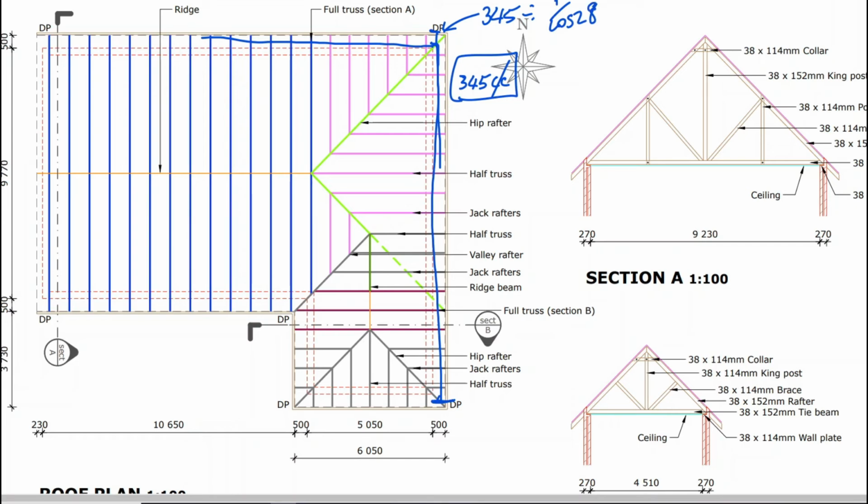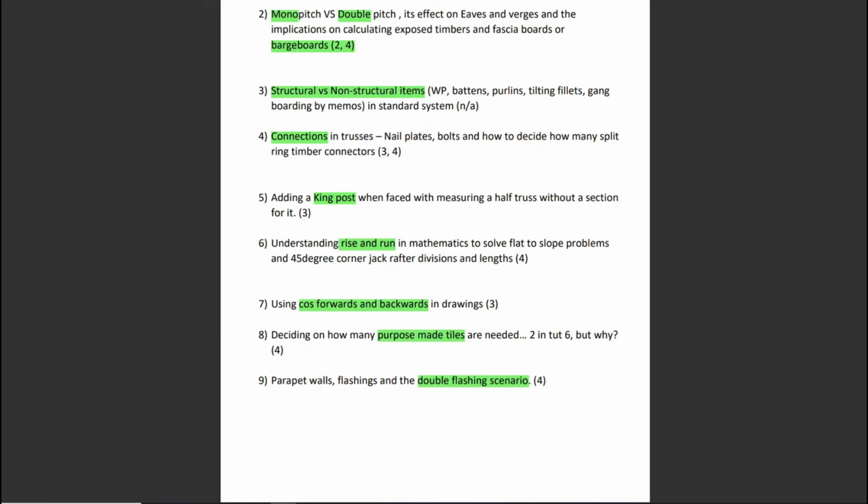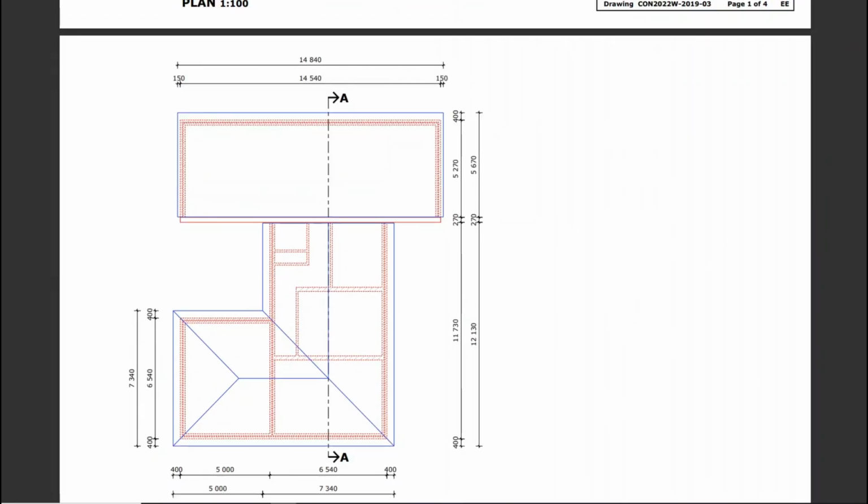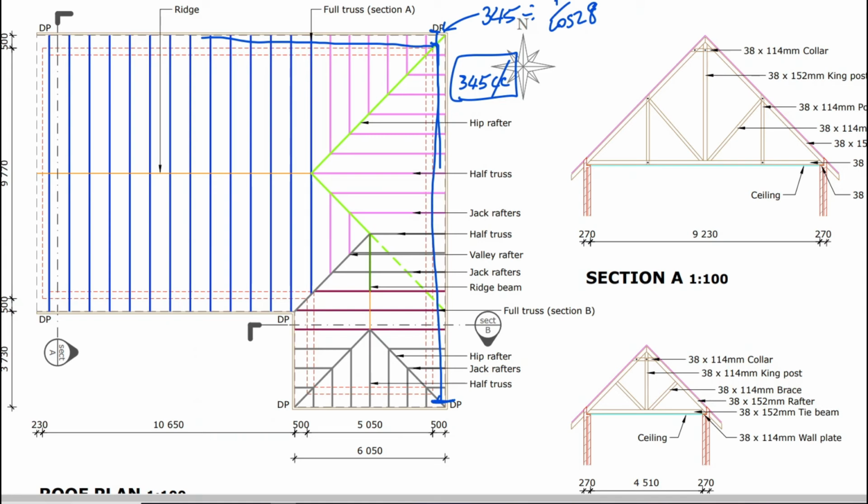I think there might be other instances. Now I'm not creative enough to figure that out. But I want to just take a look at the next one now. Point number 8, purpose made tiles. Now, let's actually go here. Purpose made tiles is specifically for between ridges and 2 hips.